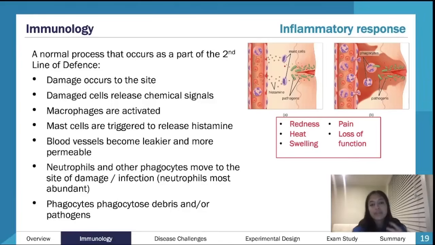So your blood vessels become leakier, more permeable, and wider, so vasodilation, and that just increases the blood flow and allows more immune cells to get to the site quicker. The heat is because of that as well, because your blood is warm.